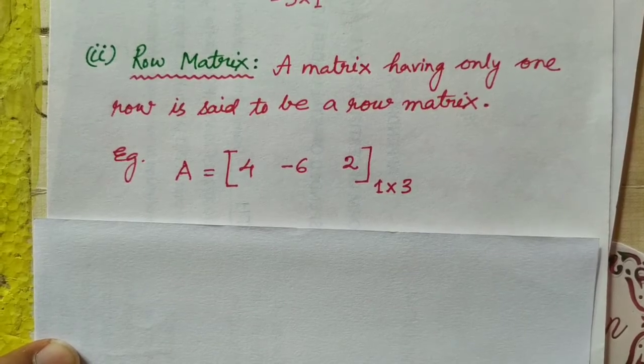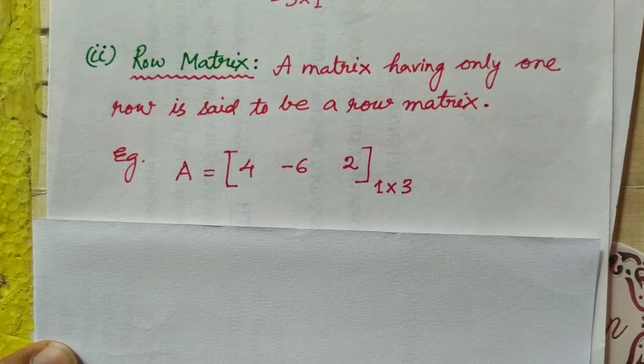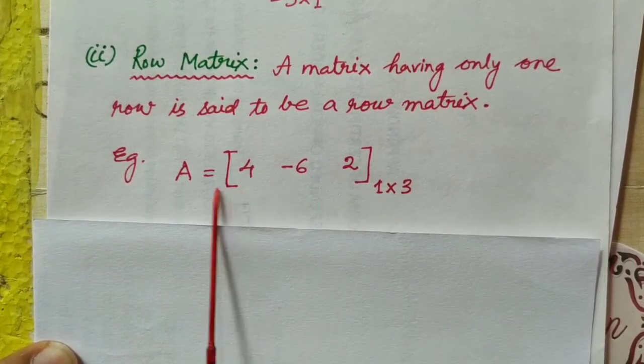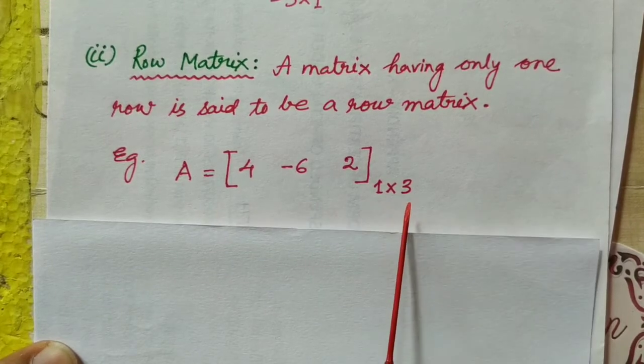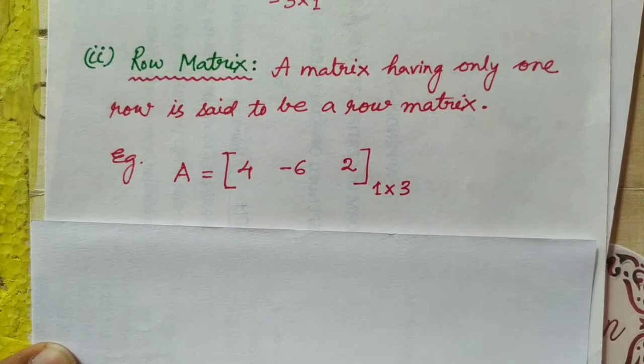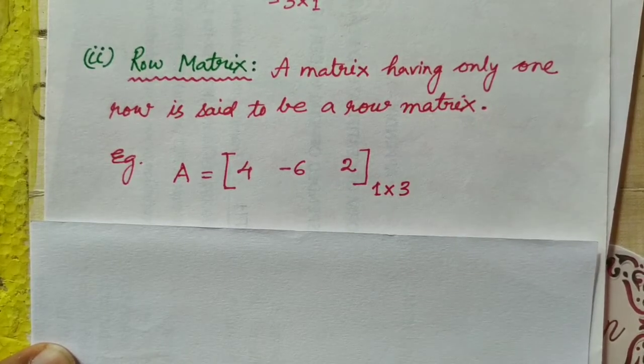Number 2 is row matrix. A matrix having only one row is said to be a row matrix. This is what we see here: 4, 6, 2. This matrix has only one row, but 3 columns. Any row matrix will always have only one row. Its order will be 1 into some number.